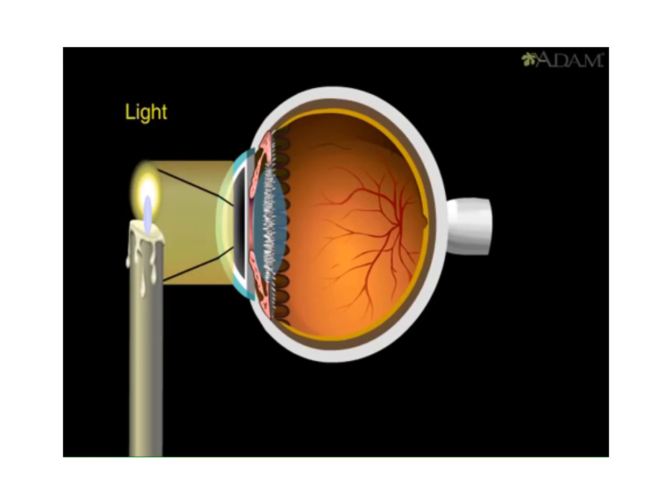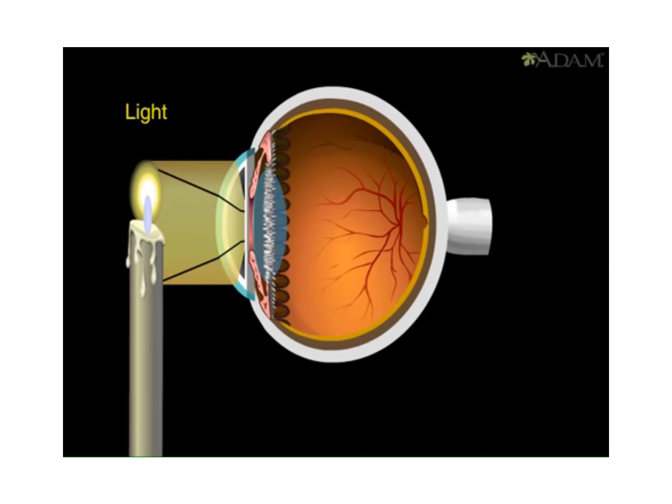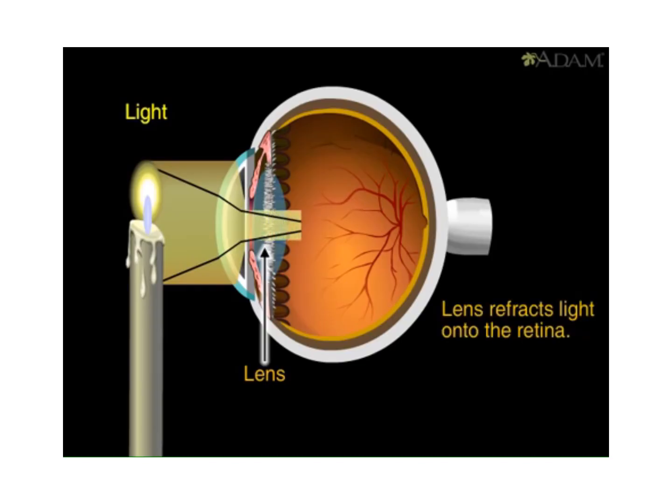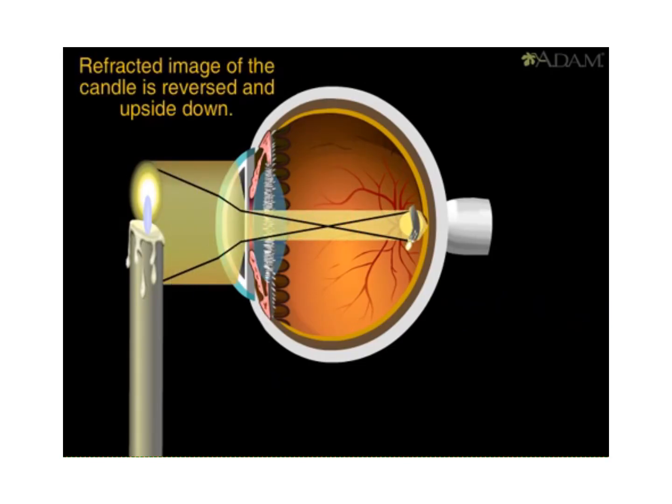First, the candlelight passes through the cornea. As it does, it's bent or refracted onto the lens. As the light passes through the lens, it's bent a second time. Finally, it arrives at the retina, where an image is formed. This double bending, though, has reversed the image and turned it upside down. If that was the end of the story, the world would always appear upside down.